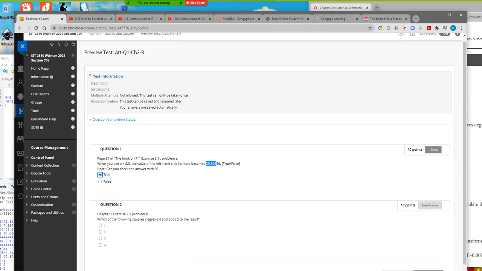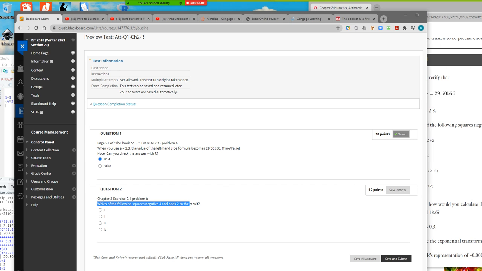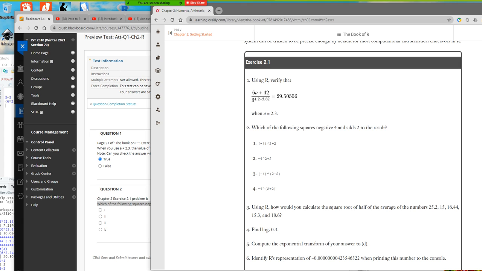Good. And then for chapter 2 exercise 2.1 problem B, which of the following squares a negative 4 and then adds 2 to the result? Okay, so now let's look at problem B. Actually, I think there's a typo. It's exercise 2.1 problem 2, not problem B. But anyway, which of the following squares the negative 4 and adds 2 to the result? Which one?